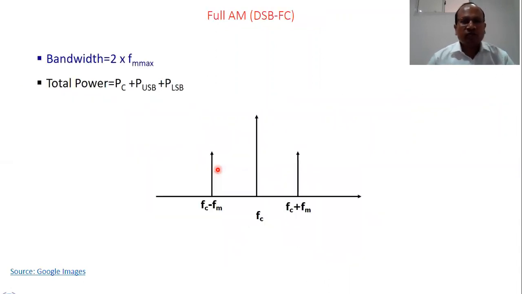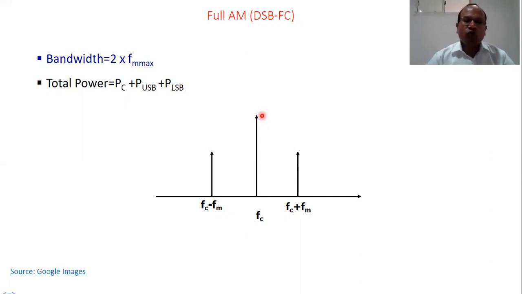And we know that in DSB full carrier, if you look at this diagram, this is the spectrum of DSB-FC, where there is a spectrum at FC plus FM, which is the spectrum of the upper sideband. And you see here, below the carrier frequency, there is a sideband located at FC minus FM. At the center, the carrier is there, the spectrum of the carrier is there.